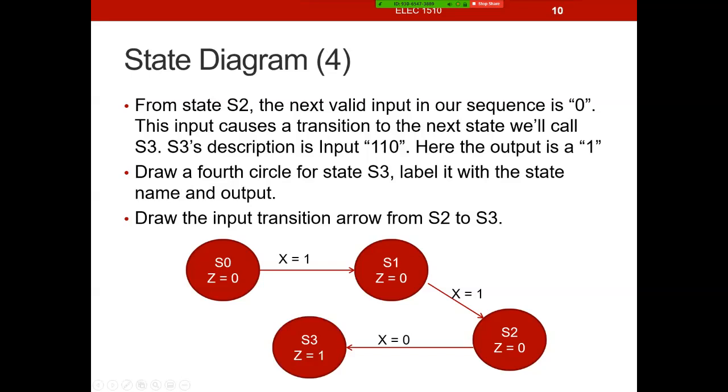State S3, its description is input is 1, 1, 0. And here our output Z is a 1, because the only way we can get to state S3 is if we've seen the sequence 1, 1, 0. That's the sequence we want to detect. So our output of our circuit in this case is a 1.